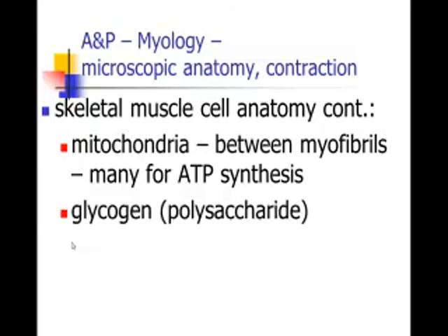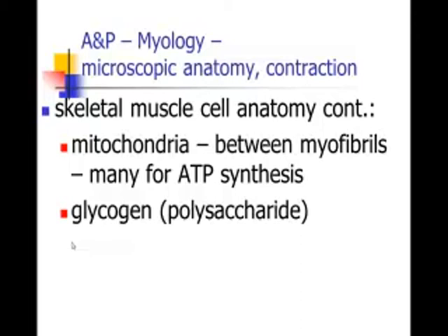We also find that in skeletal muscles there is a polysaccharide called glycogen. Now, you may remember, I think we've talked about this, that animal cells don't store very much in the way of carbohydrates for future use. Unlike plants. Plants store most of their excess energy as a polysaccharide called starch in most cases. Animals don't use starch as a storage molecule, but they do have glycogen, which is a polysaccharide.